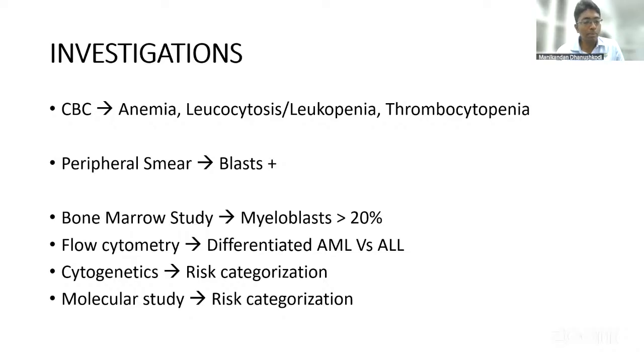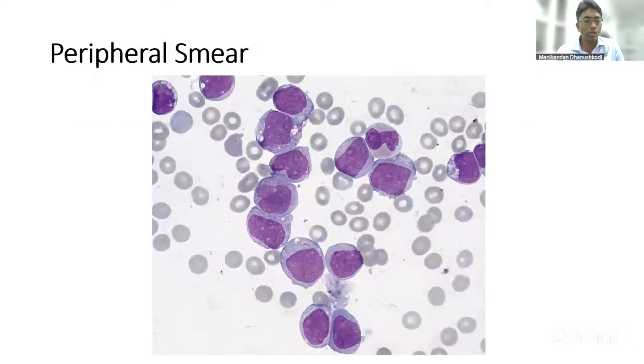Again, the bone marrow study reveals myeloblasts more than 20%. Flow cytometry is mandatory to differentiate AML and ALL. And again, we need molecular studies to categorize which patients would need targeted therapy or which patients we need to consolidate with bone marrow transplantation.